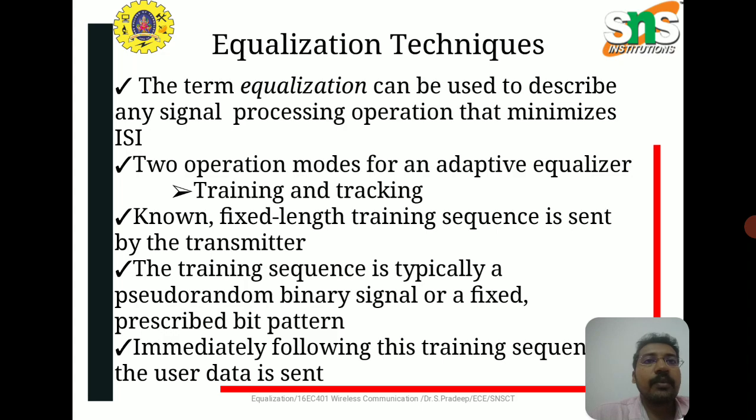Equalization techniques. The term equalization can be used to describe any signal processing operation that minimizes intersymbol interference. Two operation modes for an adaptive equalizer are training and tracking. A known, fixed-length training sequence is sent by the transmitter. The training sequence is typically a pseudo-random binary signal or a fixed prescribed bit pattern. Immediately following this training sequence, the user data is sent.